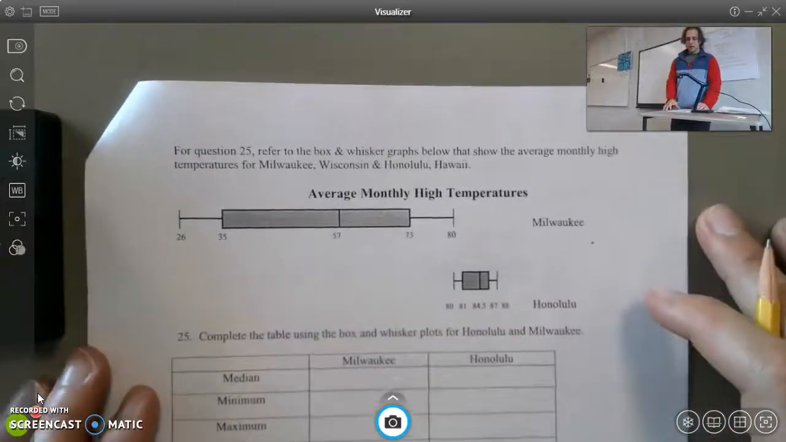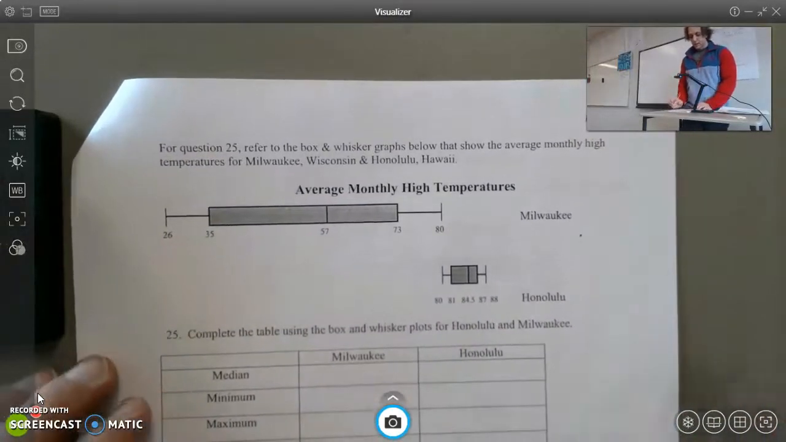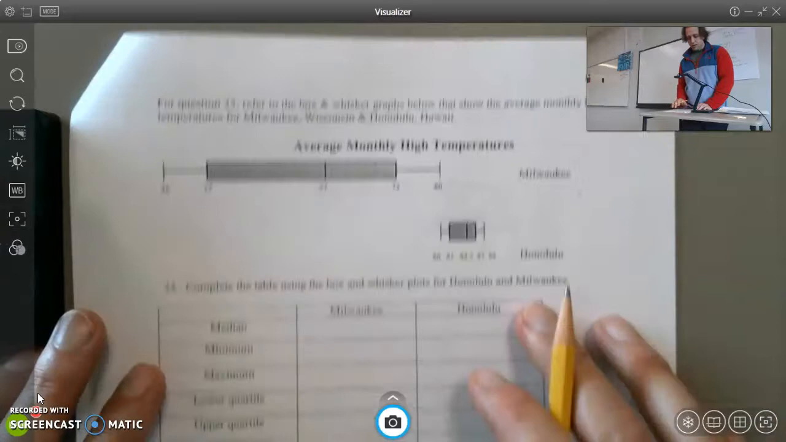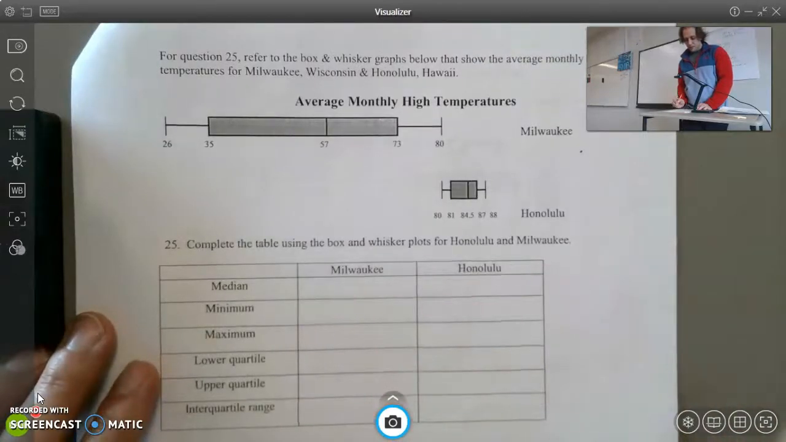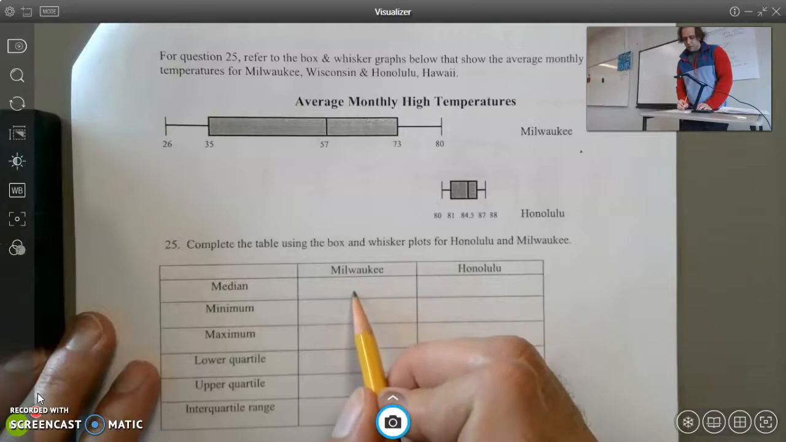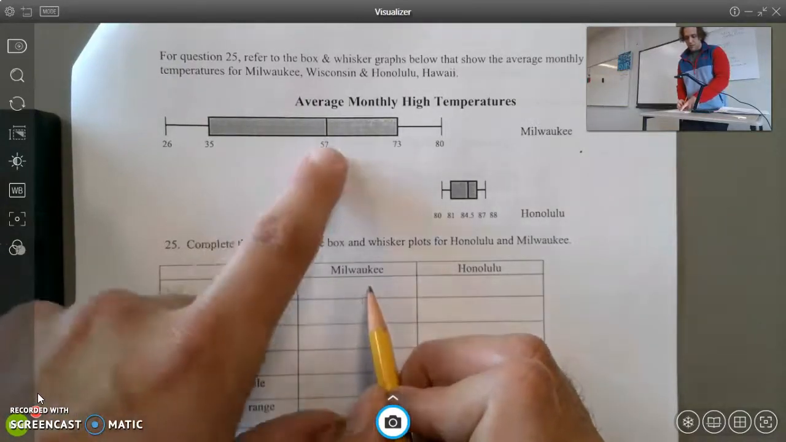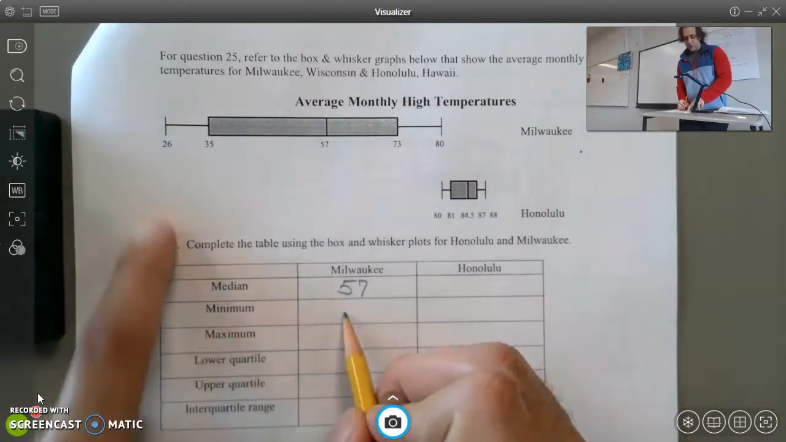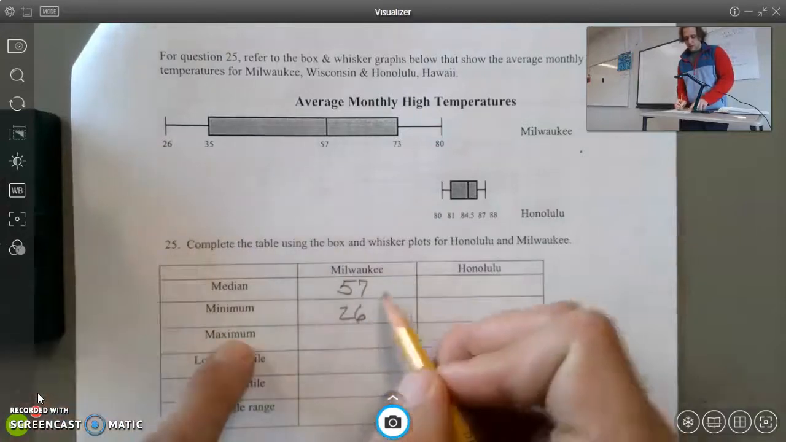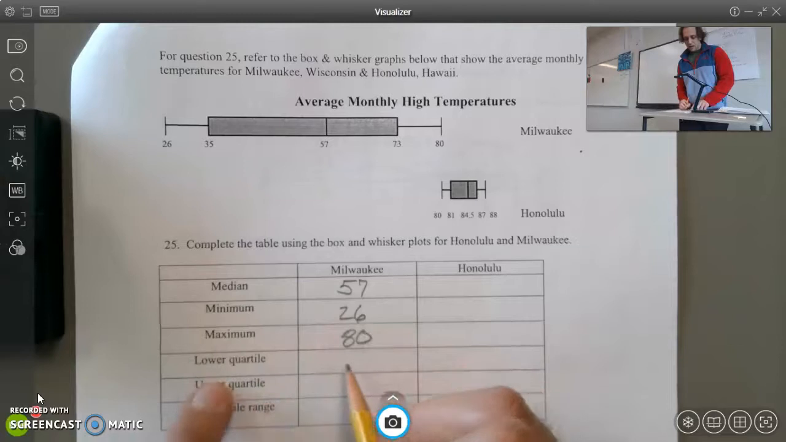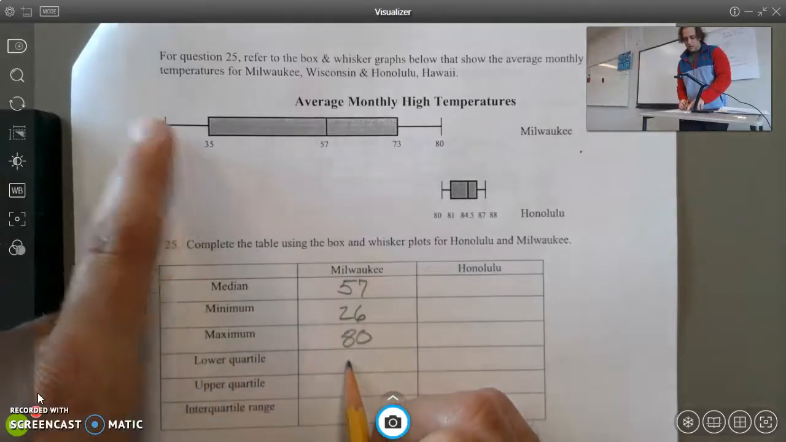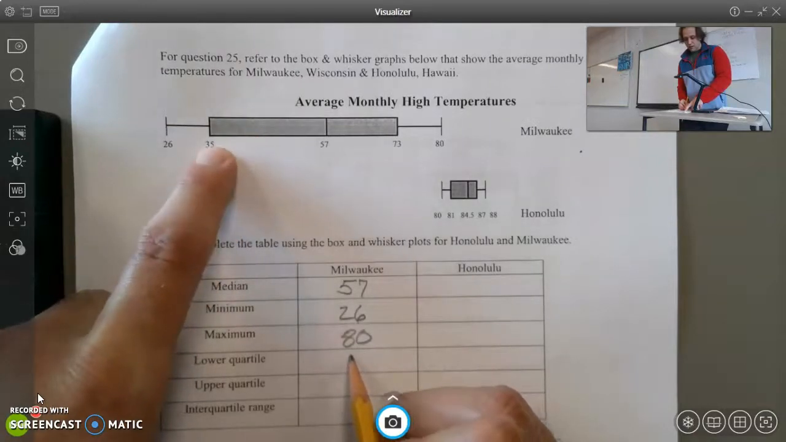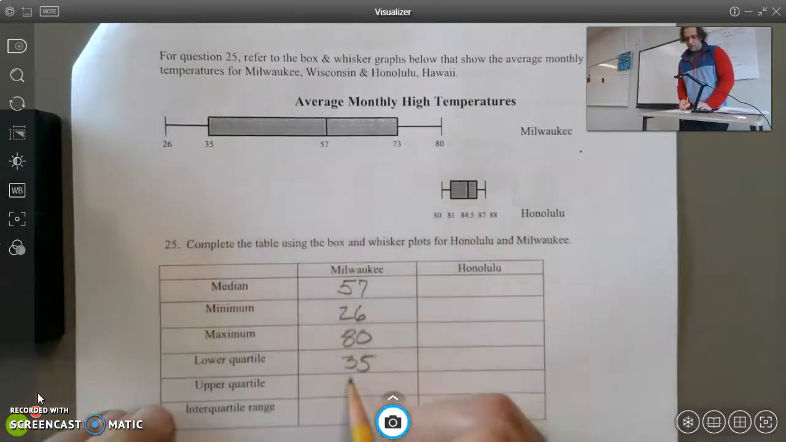On to the next page here. We are comparing the temperatures of Milwaukee and Honolulu. And we have a little table here for us to check out. Milwaukee. So we're using this. What is the median? That would be this middle center of data here. That's 57. The minimum is 26. The maximum is 80. The lower quartile is 35. The upper quartile is 73.